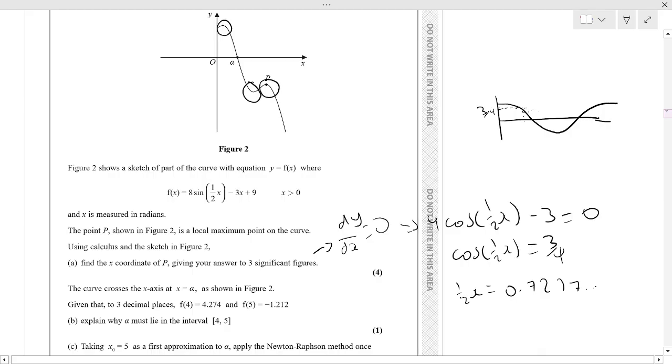But then to get the other solution, I notice that if this is 2 pi, the distance between here and 2 pi is the same as between 0 and this solution here, 0.72. So to get this solution, the distance is 0.72 because this is a 0. What I'm going to do is do 2 pi take away 0.72, and that'll get you the next solution here.